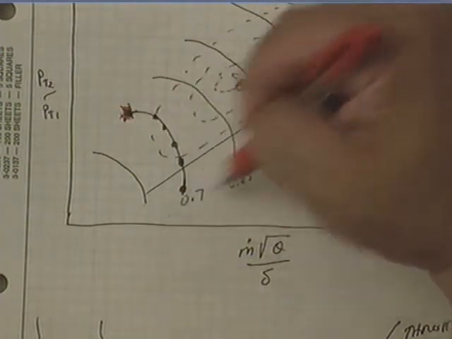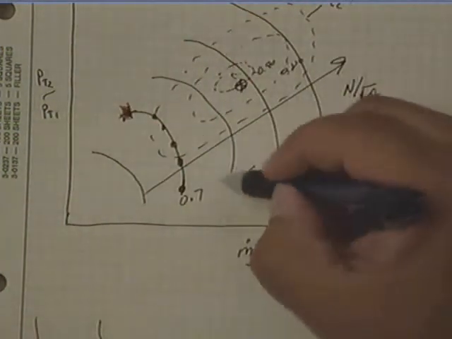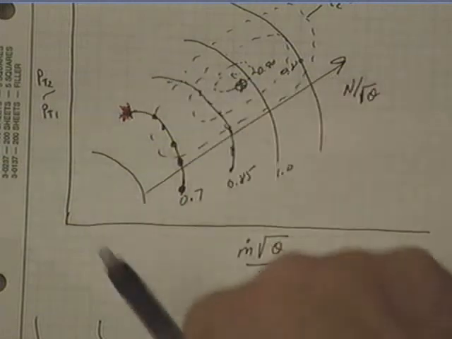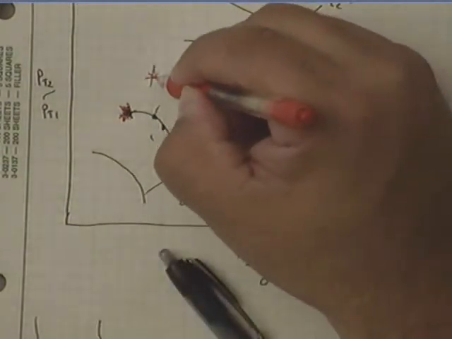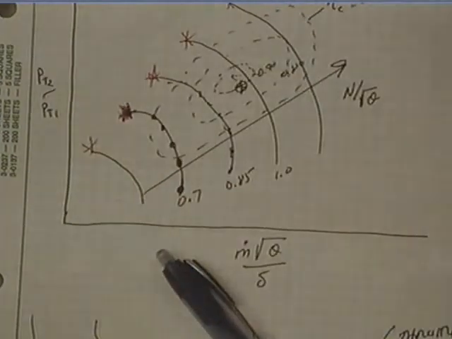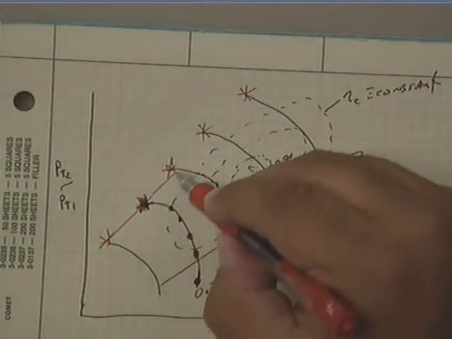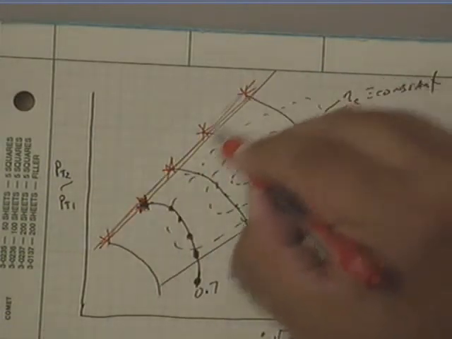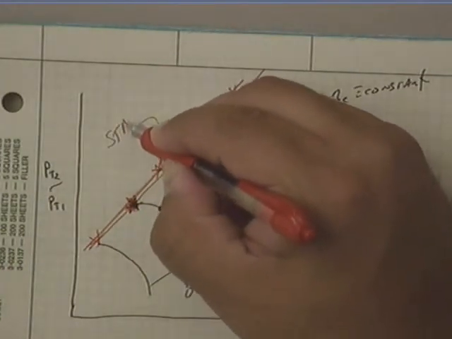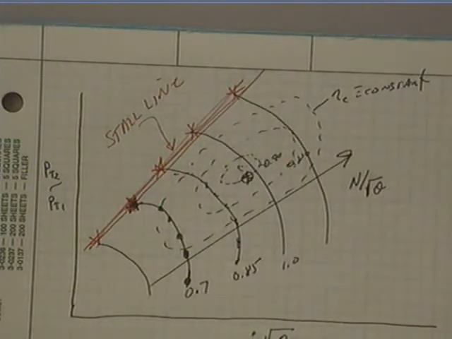You do that at a variety of different speeds. So then you go to the next speed and keep repeating this process, and you generate this family of curves, and you identify these points of stall, okay? The locus of points that connects these points here, that's what we call the stall line. Okay?